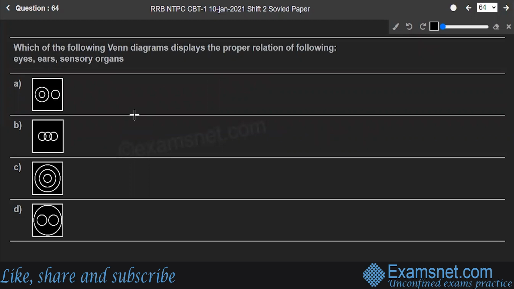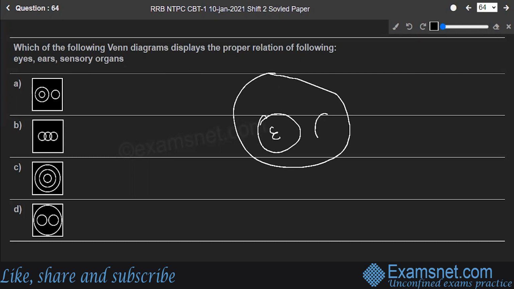Which of the following Venn diagram displays the correct relationship of the following? Eyes, ears, sensory organs. Okay, so if I look at this, these are the sensory organs, and you have eyes and ears. Eyes and ears, they both are sensory organs. There are a number of other sensory organs as well apart from this. So looking at this one, we have option D as the correct answer. Hope you understood this. Let's move to the next question.